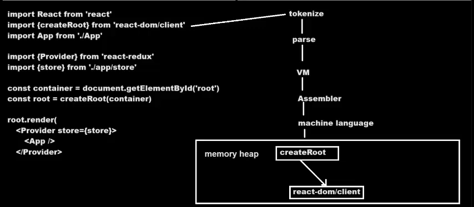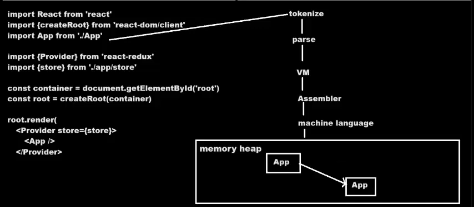Following statement, import createRoot from React DOM client. Goes to tokenize, parse, virtual machine, assembler, machine language, and finished in memory heap with createRoot in one location. It is a reference, which points to React DOM client library.